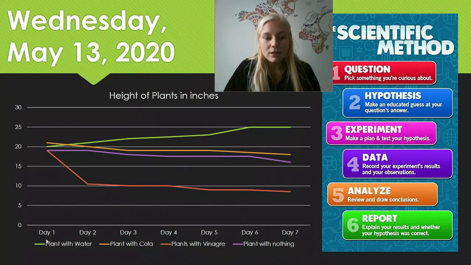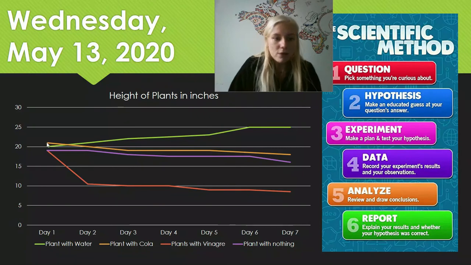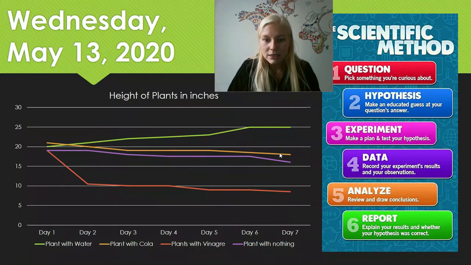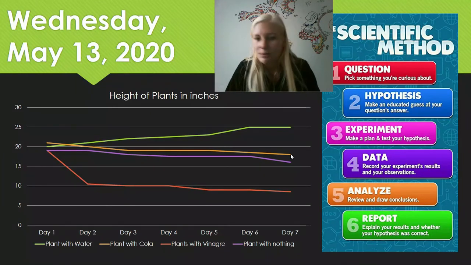So, for example, let's look at the plant with water in green. It's right here, okay? We know with water it kept growing, it was healthy, it went all the way from 20 up to 25 on day 7, okay? So it grew 5 inches. The plant with cola is this one. So we know it didn't die, it was still alive, but it got smaller, it wasn't healthy, right? So it started at around 21-ish and went down to maybe about 17, right?